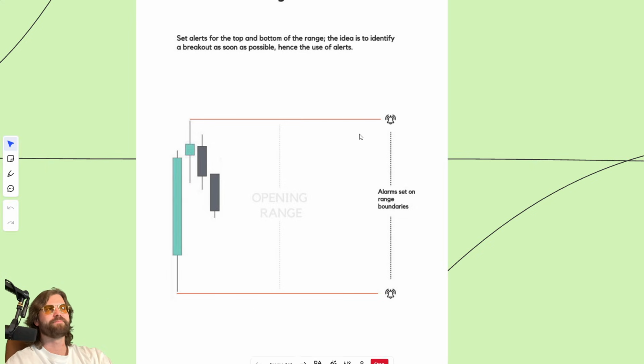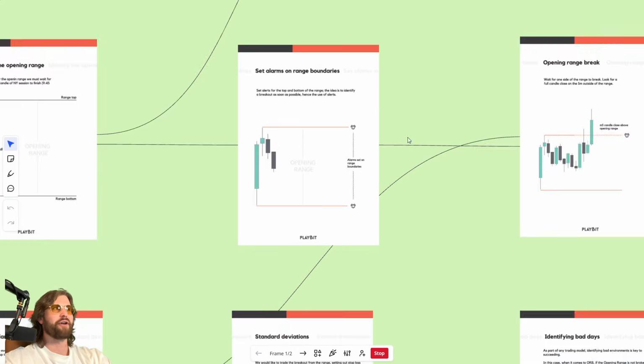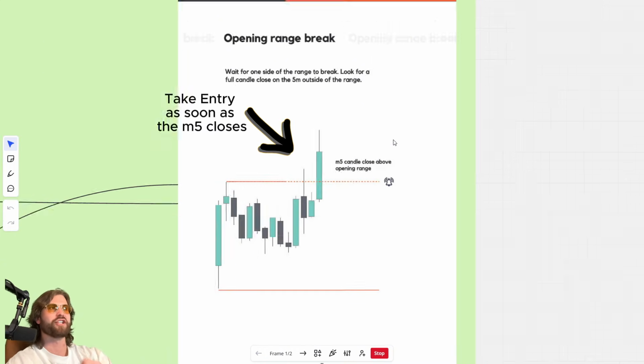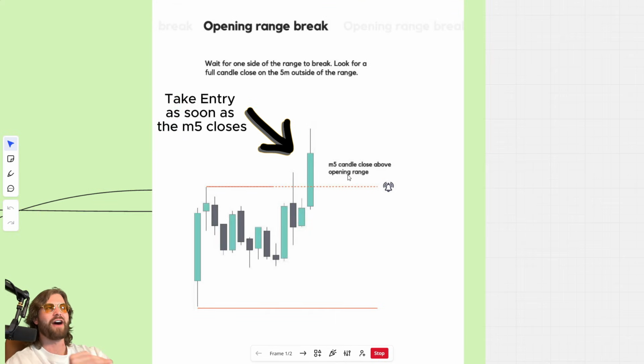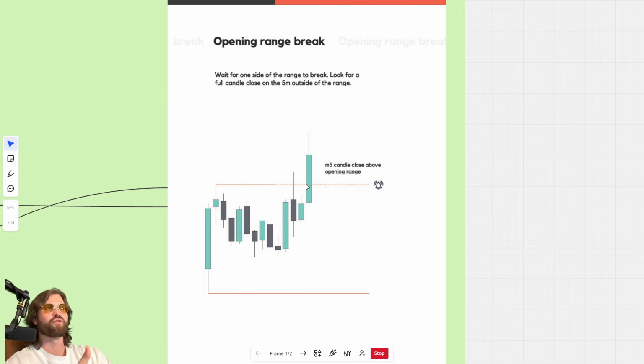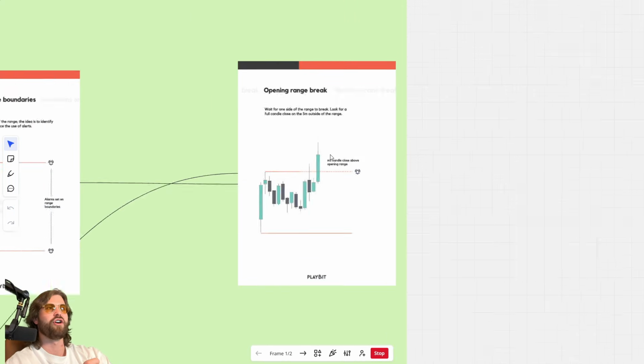Set alarms on each side of this breakout here. What we're going to be looking for now is where I've modified the strategy. We want an M5 candle close above the range. We don't want a wick, right? This is what they used to do in the 90s and the early 2000s, is they just wanted a candle to break above and they'd enter. I think it's obviously faulty now and probably had a good edge back then, but does not work anymore. You need to have a candle close outside the range in order to take this long and or short.